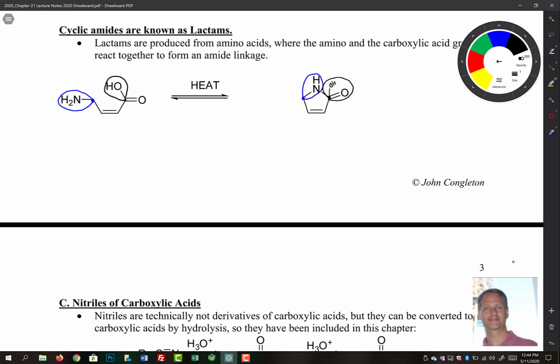So when we name that compound, we have to name it as our open chain. So 1, 2, 3, 1, 2, 3, 4. So it's butanoic acid.